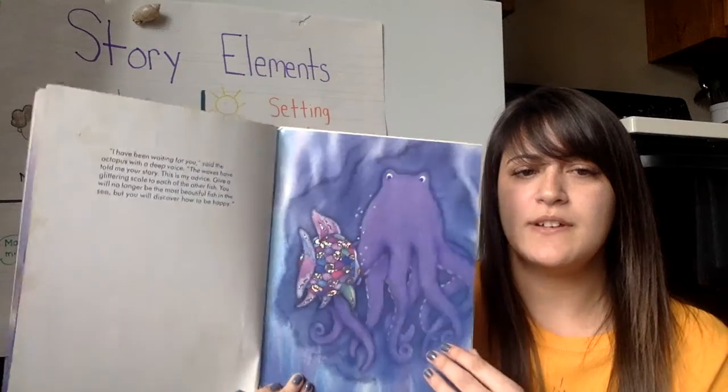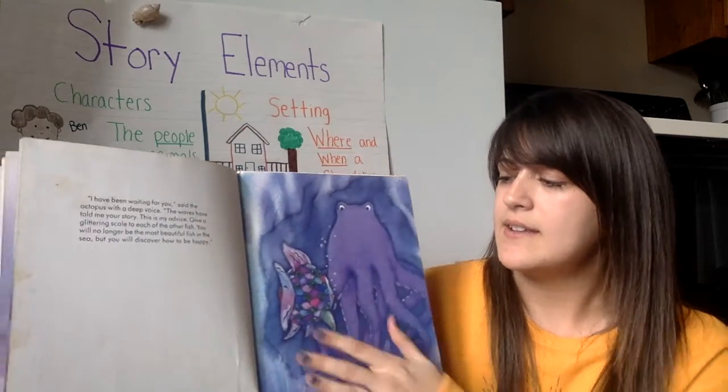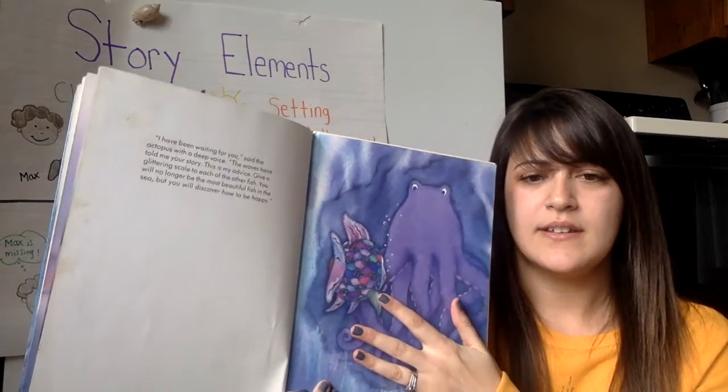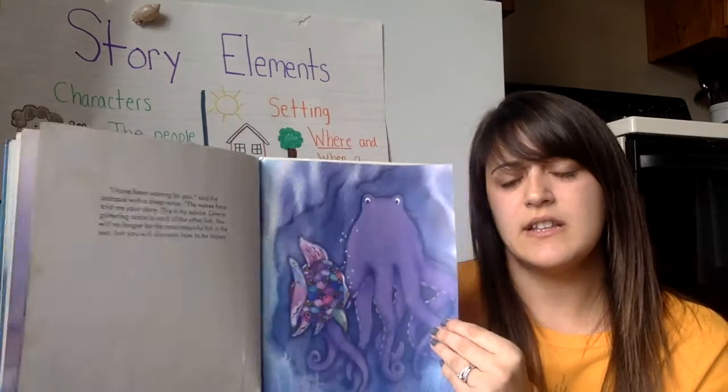So right now the rainbow fish is not very happy, right? He has all these beautiful scales, but he has no friends. He's very lonely.